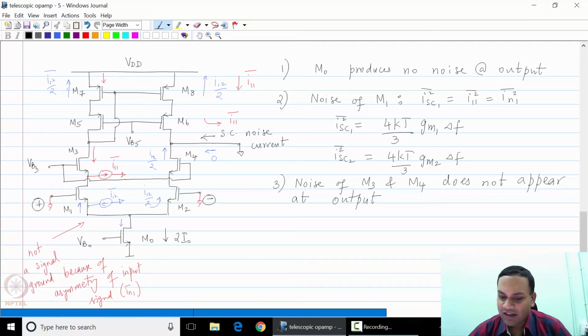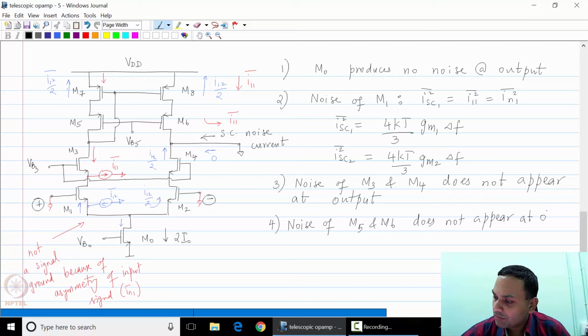Now, what about M5 and M6? It turns out that the same is true for M5 and M6. Noise of M5 and M6 does not appear at the output.